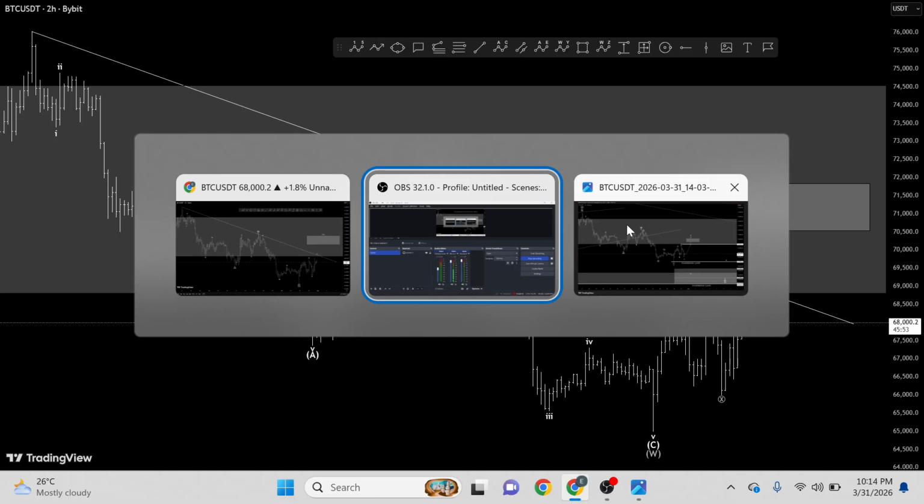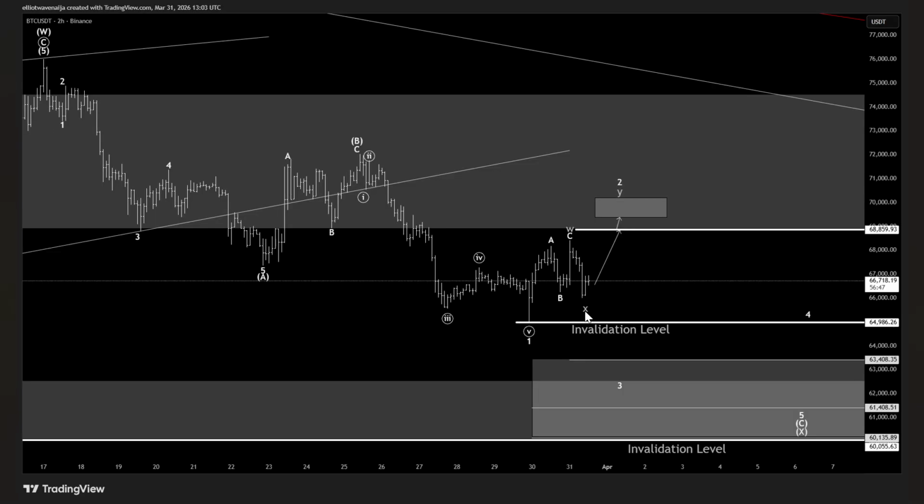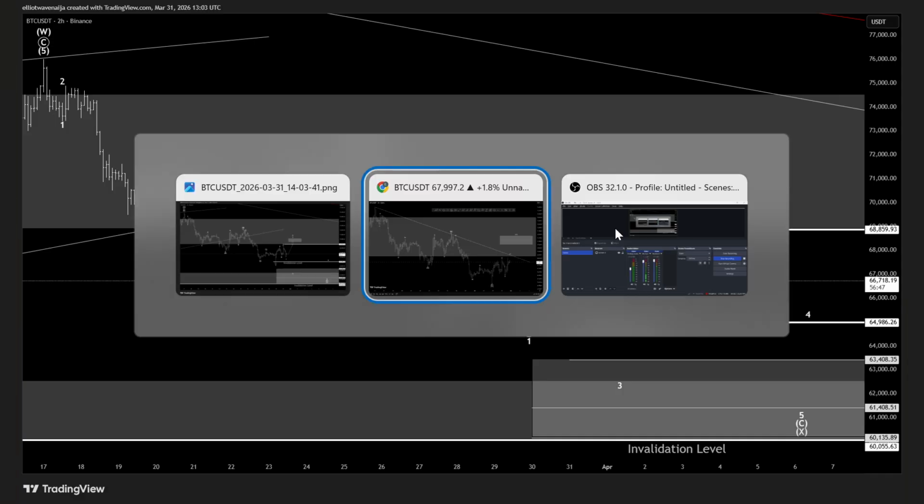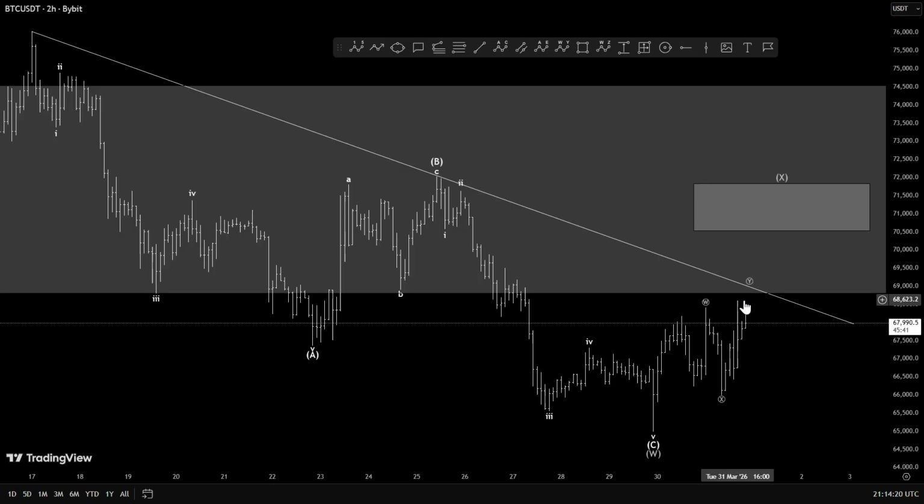Let me show you guys. This is it. This is wave X. Before going all the way up, we get the analysis and we make some profit from it. Then this is wave Y. The X we talk about, and this is wave Y.